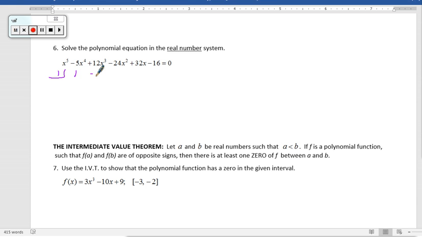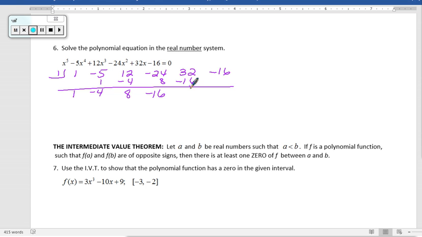So the coefficients are 1, minus 5, 12, minus 24, 32, and negative 16. Running through the synthetic, we bring down the 1. 1 times 1 is 1. Combine, we get negative 4. Negative 4 times 1 is negative 4. Combine, we get 8. 8 times 1 is 8. Combining, we get negative 16. Negative 16 times 1, I get positive 16. And I should get a 0 because I do know that is a solution.